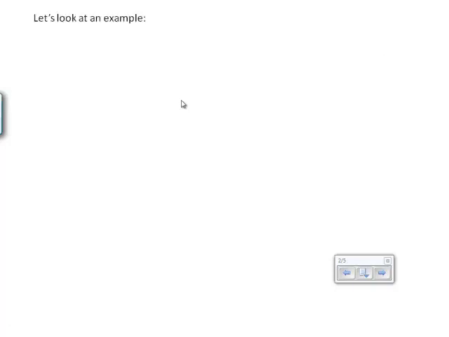So let's run through a quick example. Here is x squared plus 12 equals 6x. Well, the first thing you want to do is set this equation equal to 0. So now we have it looking like a nice parabola.